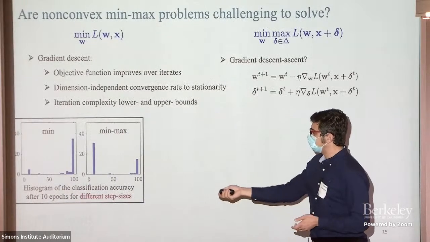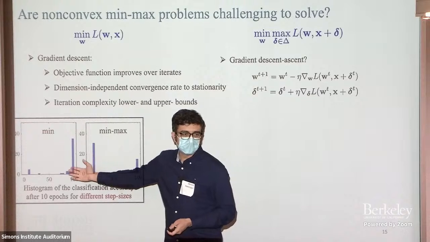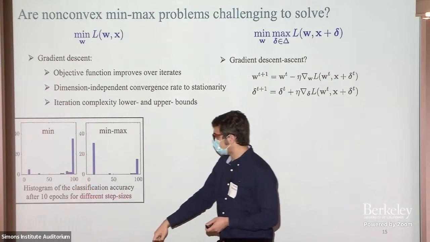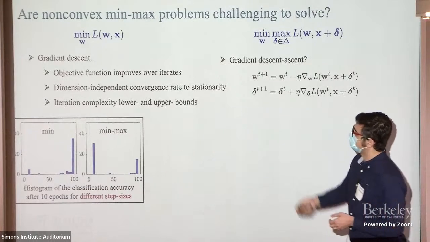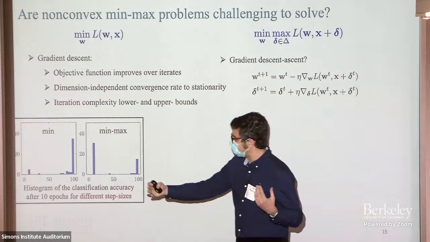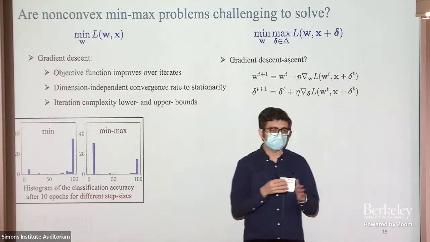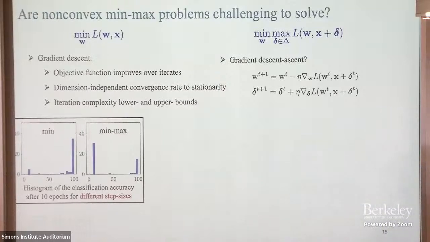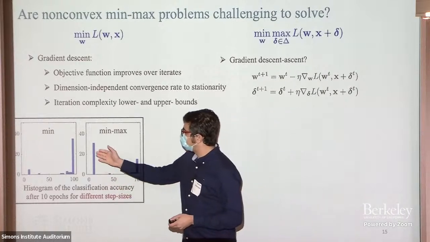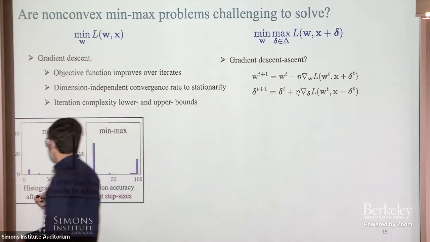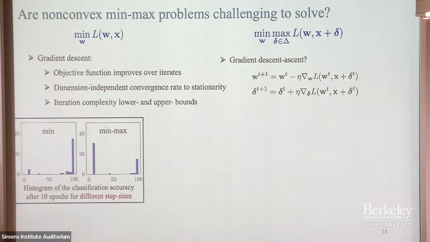Basically, what we did here is a simple small neural network on MNIST data. We compared the regular minimization with the min-max formulation. We ran 10 epochs for different step sizes. We randomly chose a step size within a range where we knew there are almost convergent results. The x-axis here is the accuracy that you get, and this is the histogram out of 50 runs that we had. We chose different step sizes for each run.